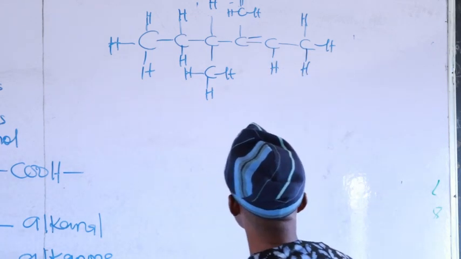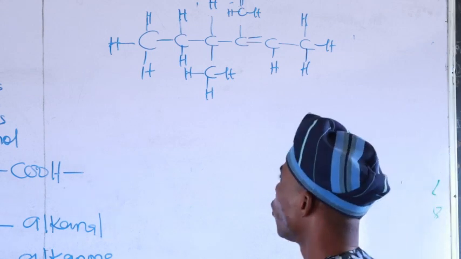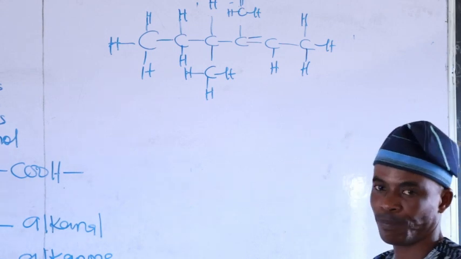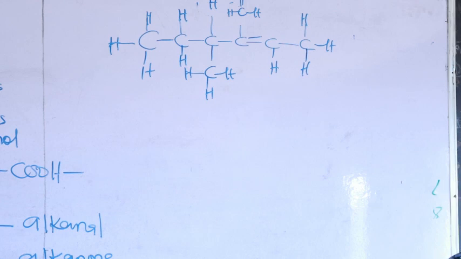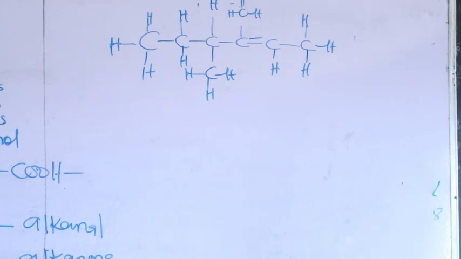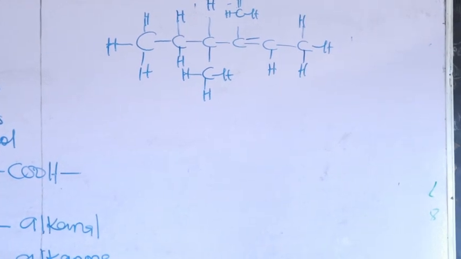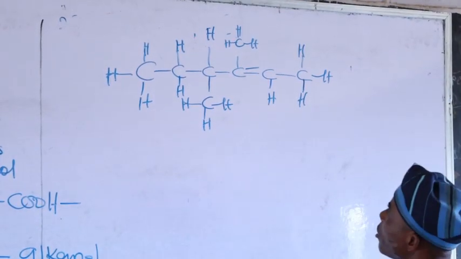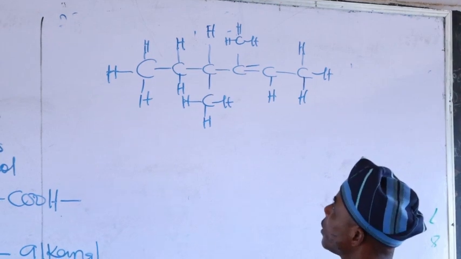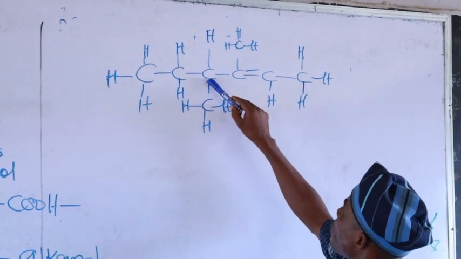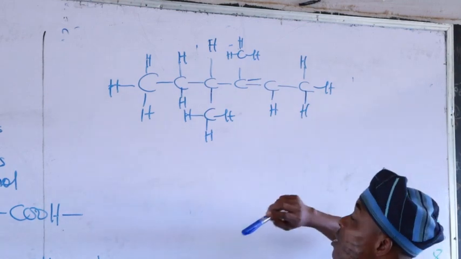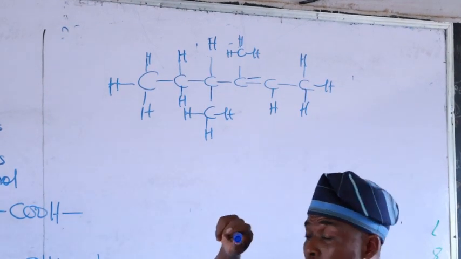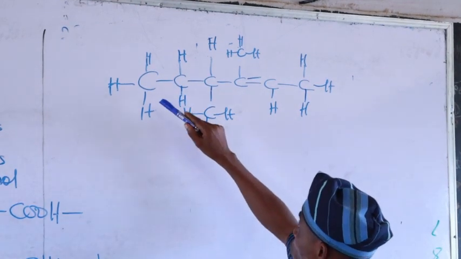So let's look at this one. We want to name this compound. Let us identify the longest chain here, and count this way. We have 1, 2, 3, 4, 5. But you see, the question says is it proper for us to count like this?